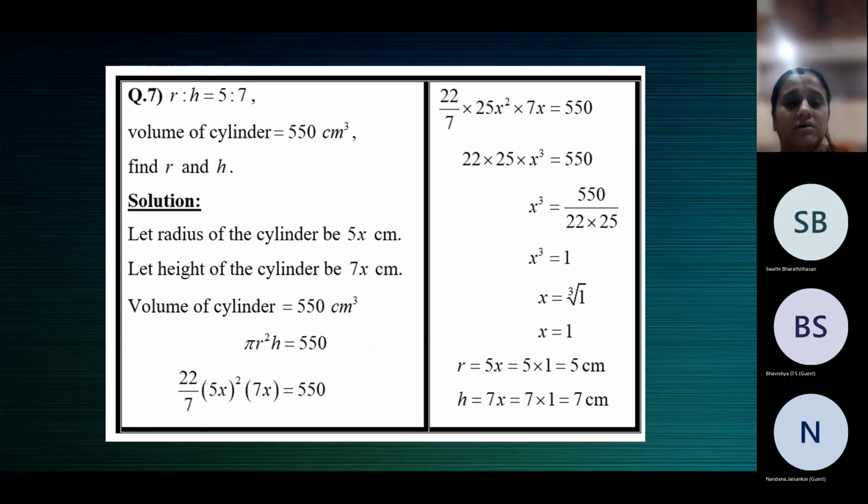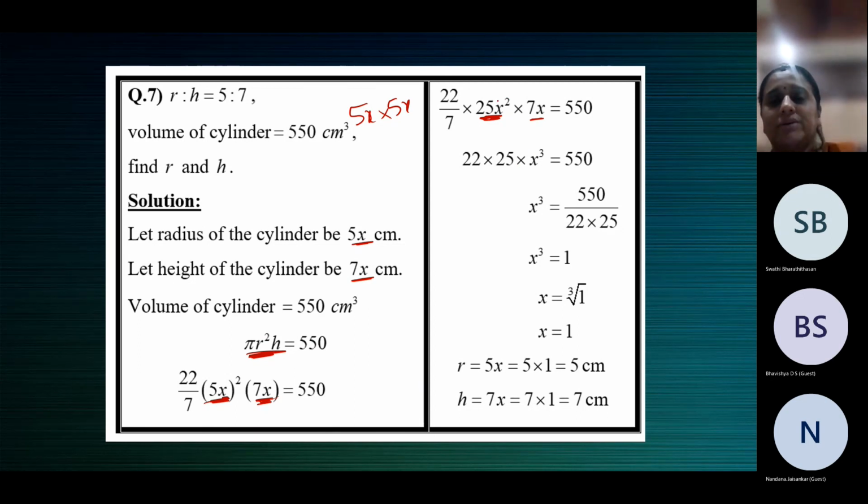See here, I'll just make it fast. Radius is 5x, height is 7x. So pi r square h, because volume is given. Pi r square h, r square is 5x the whole square, h is 7x. So 5x the whole square is 5x into 5x, 25x square. And this is 7x.